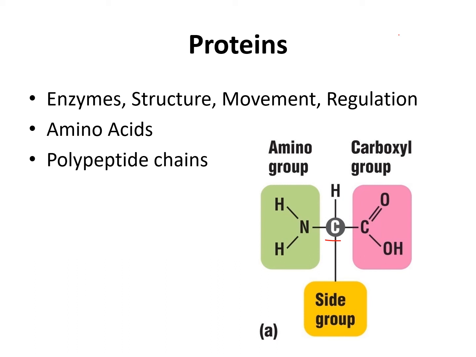Then bound to it is an amino group. On the other side, a carboxyl group. Then there is a hydrogen, and the last group is a side group. And this is a functional group which gives every amino acid a different characteristic.